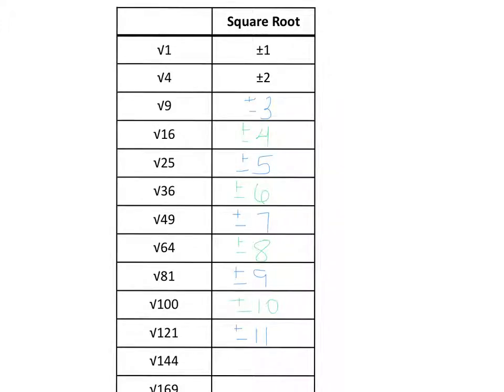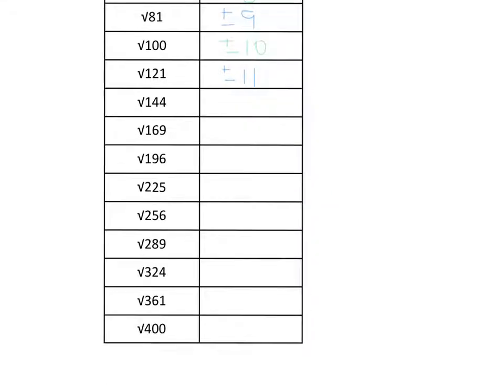And again, we are getting these numbers because we can say that 11 times 11, or negative 11 times negative 11, in each case, is equal to a positive 121. So that's why we say it can be positive or it can be negative. Square root of 144 is positive or negative 12. Square root of 169 is positive or negative 13. Square root of 196 is positive or negative 14. Square root of 225 is positive or negative 15.